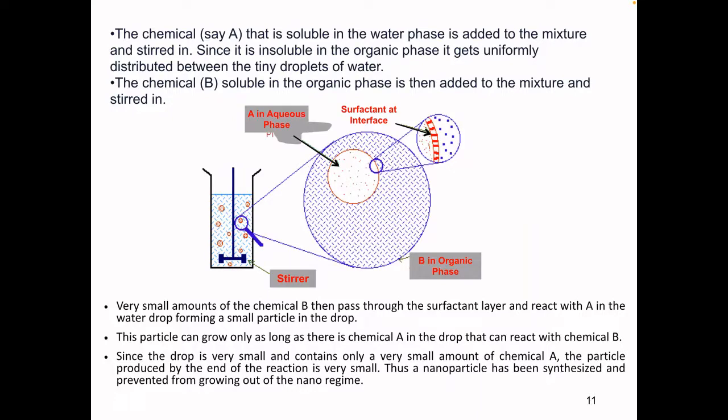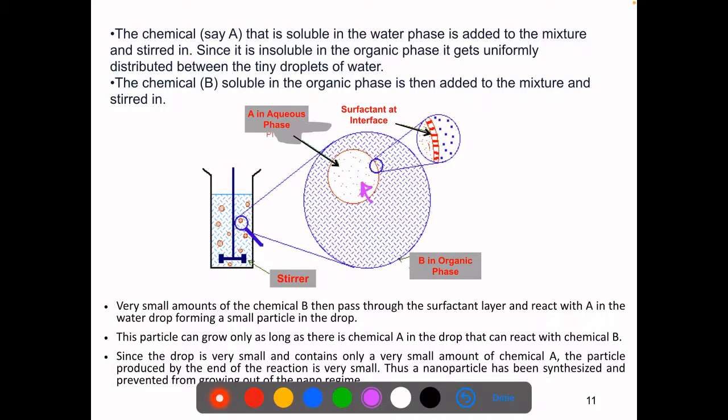So A is soluble in water, it's added into the mixture and it's stirred. Since it's insoluble in the organic phase, it gets uniformly distributed between the tiny droplets of water. The chemical B that's soluble in organic phase is then added to the mixture and stirred. And small amounts of B then pass through the surfactant layer, react with A in the water drop, forming a small particle in the drop.